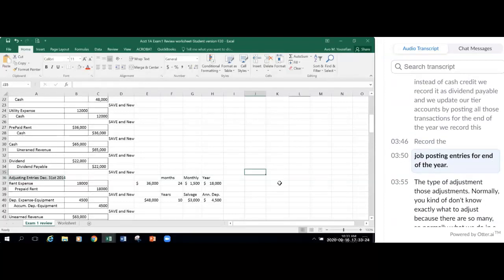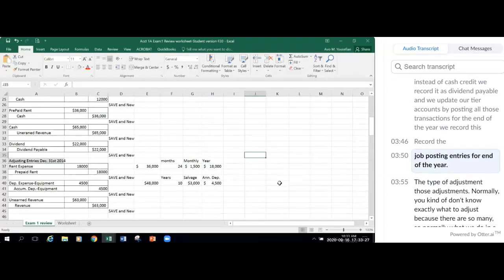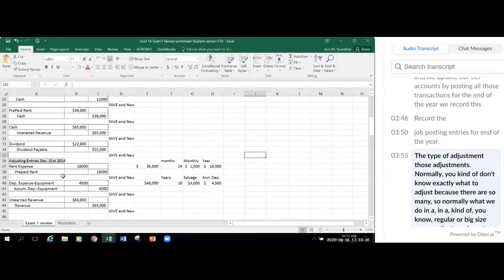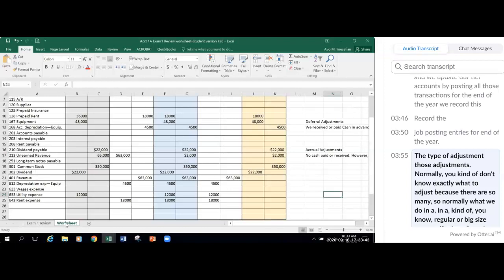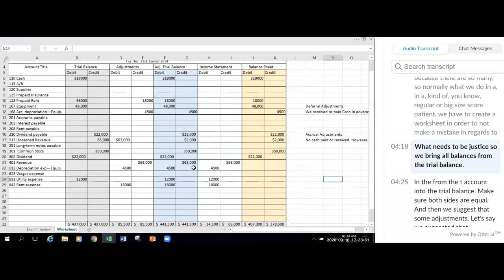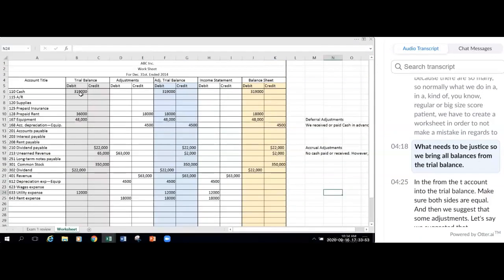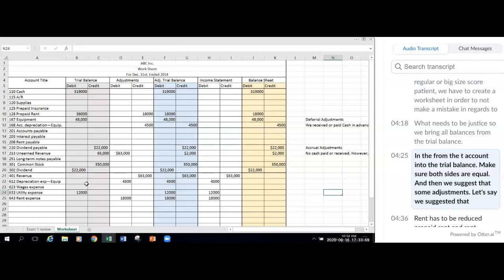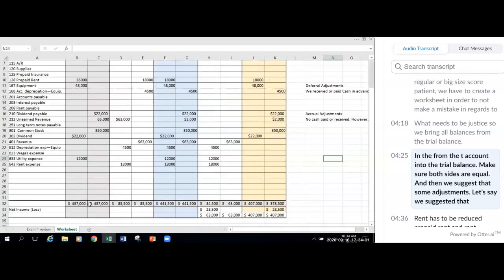The adjusting entries for end of the year, 3 types of adjustment. Those adjustments, normally you don't know exactly what to adjust because there are so many. So normally in a regular or big size corporation, we have to create a worksheet in order to not make a mistake in regards to what needs to be adjusted. So we bring all balances from the T account into the trial balance, make sure both sides are equal.